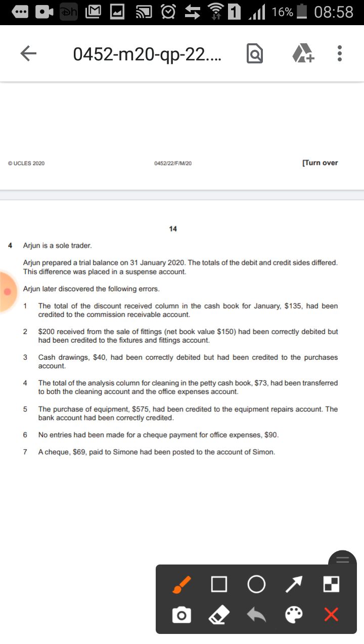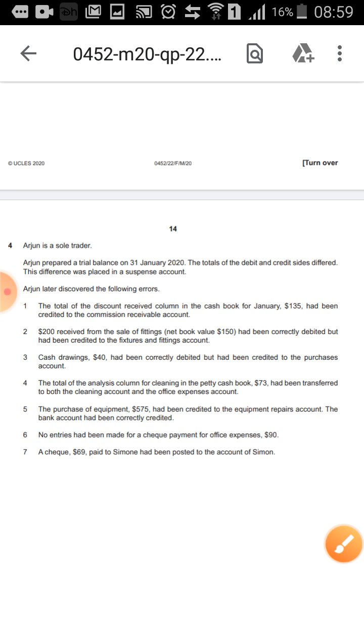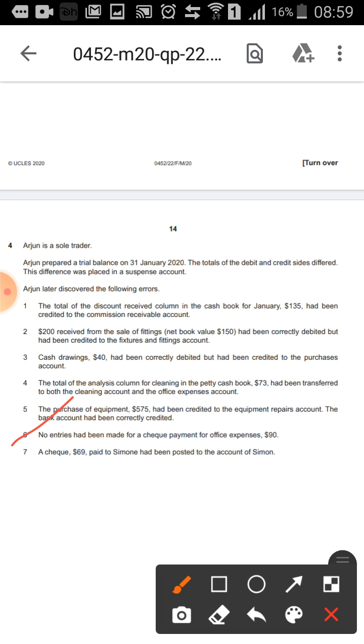And here equipment has been purchased, which means assets are increasing. Capital increases when assets increase or liabilities decrease. So since equipment has been purchased and assets are increasing, you will write that capital will also increase. And no entry has been made for a cheque payment for office expenses.